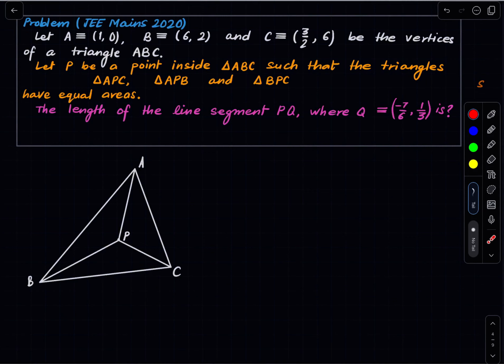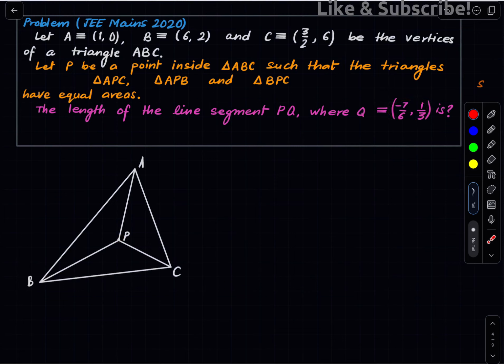Yeah, so this time we have a triangle ABC, and again the coordinates of the 3 vertices are given. And P is a point inside the triangle such that these 3 areas, meaning the area of this and the area of that and the area of that, are all equal. So P is a very interesting point, and we need to find the length of the line segment PQ, where Q is some other point. So basically we need to find the coordinates of the point P. If we can do that, we can find the length of PQ.